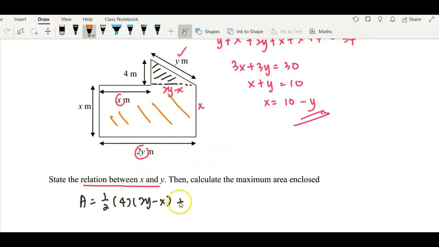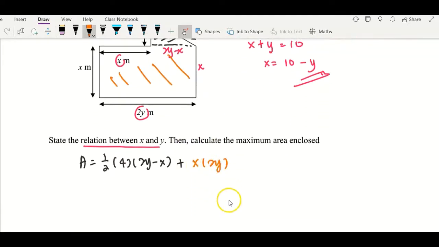The area of the rectangle, very simple. Just take the height multiplied by the base, the length multiplied by the width. That will be x multiplied by 2y. Then we simplify it. Very obviously our A expression now consists of two variables. Later on, we're going to change into one variable so that we can differentiate. So expand it. You have 4y minus 2x plus 2xy.